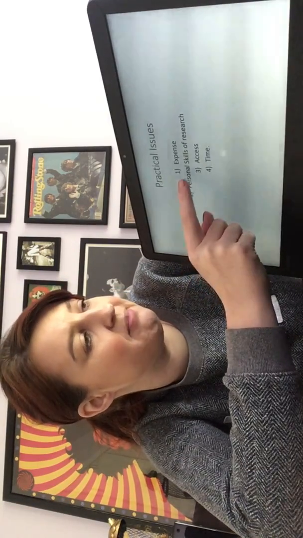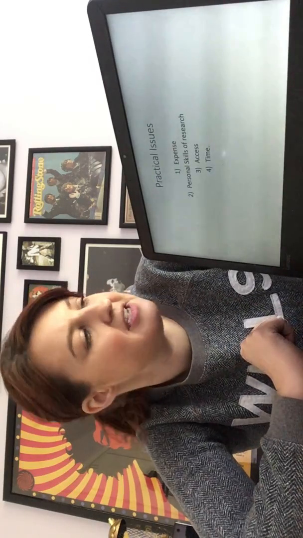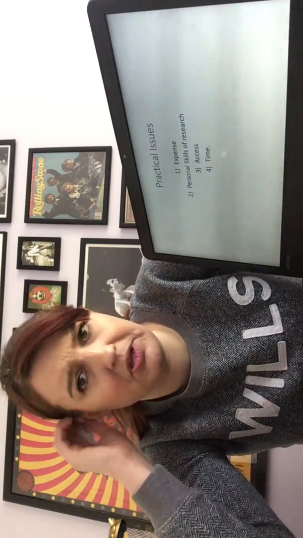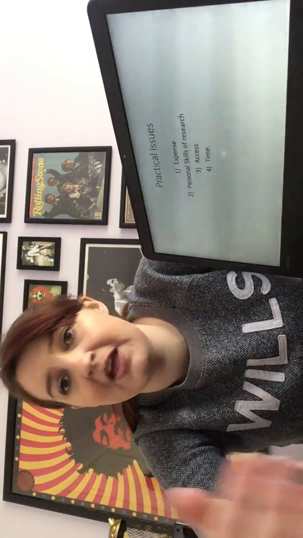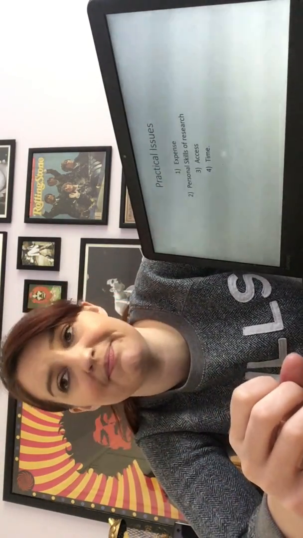One is it expensive? So you're going to be on a budget as a sociologist. You're working for someone, so if you've got a small budget, that limits what you can do. Maybe whether you can travel to see people, whether you can hire staff, whether you can set up an artificial situation. So that's to do with expense.